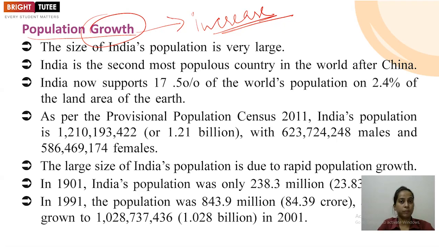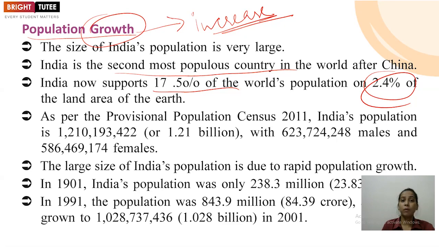The size of India's population is very large. India is the second most populous country in the world after China. We all are very well aware of that. India supports around 17.5% of the world's population, and you know how much area we are covering. Land is only 2.4%. So we can see that high population growth is there. Land is less, but the population is very high, and that is putting pressure on land.